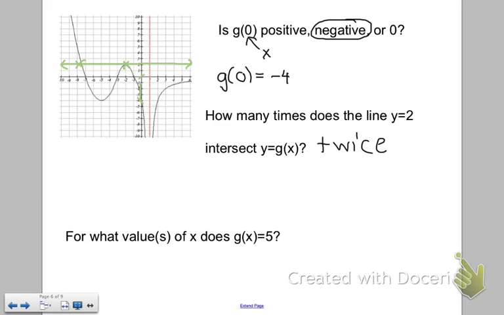And the last question on this slide is, for what value or values of x does g of x equal 5? So notice this time we don't know what the x is. That's what we're trying to figure out. But it tells us that the y value is 5. So when we look at our graph and we go to a y value of 5, right here, and we follow it over to our graph, and then back down to the x-axis, we find out that the x value is -8.